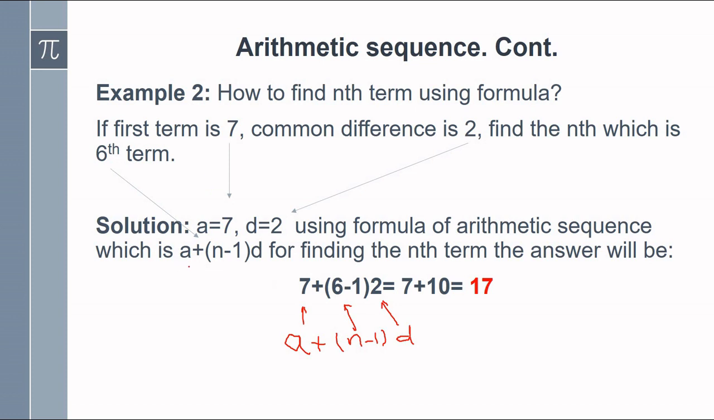So we will use this formula, a plus (n minus 1) times d, and we will put in the value of a, the value of d, and the value of n, which is 6, and we will compute this equation, and we got 17, which is the sixth term in the sequence.